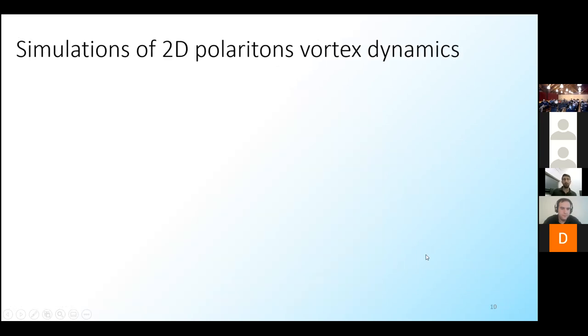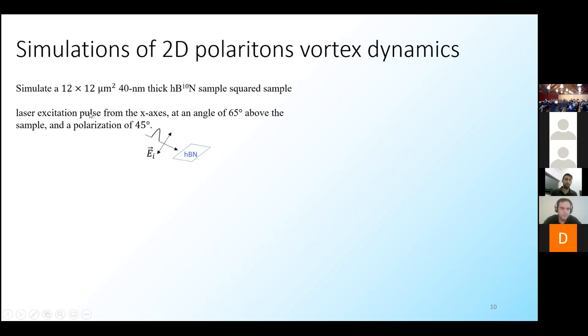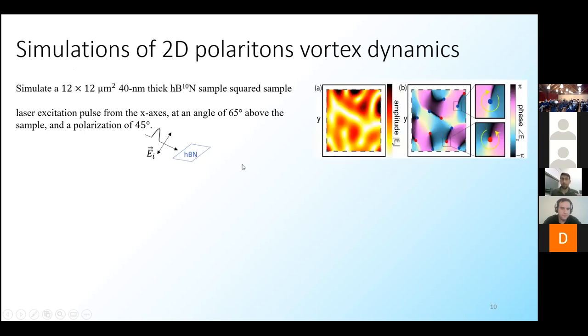And now I want to shift into this previous work of measuring the 2D polaritons and the vortices of the 2D polaritons. But before reaching the real measurement, we had to understand whether the 2D polaritons can support vortices. In order to do so, we simulated a square sample where a pulse of light is coupled in and excites polaritons in the sample. And what we saw here at a specific time is the following.